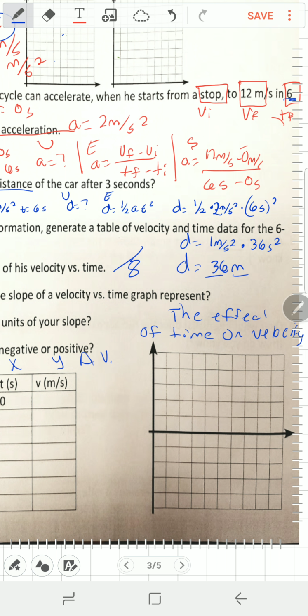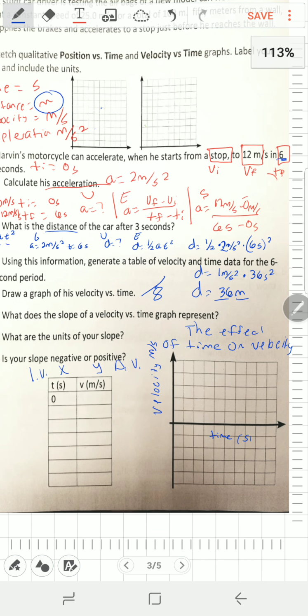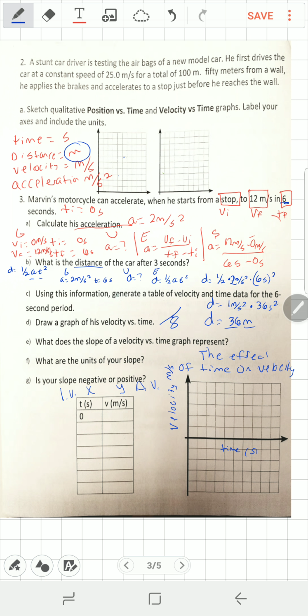So the side is going to be velocity. It's going to be in meters per second. The bottom is going to be time in seconds. Now it's not qualitative, so you have to generate the whole thing. Now that means, so far that's 1 point for my title, 2 points for my label and units, another 2 points for my label and units. That's going to be a total of 5 points so far. So that's 5 out of my 8 points.